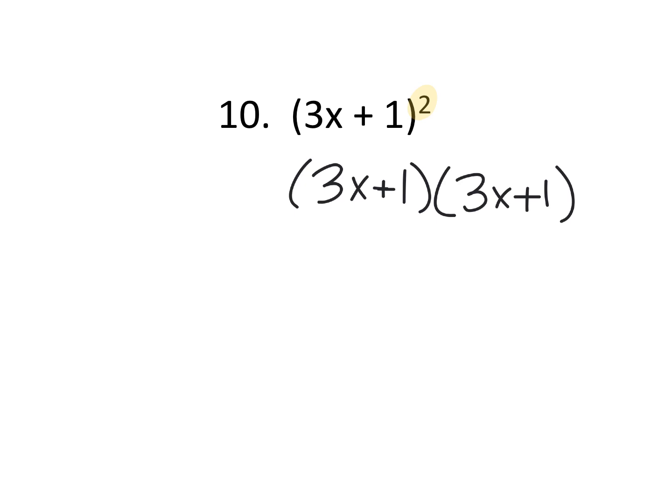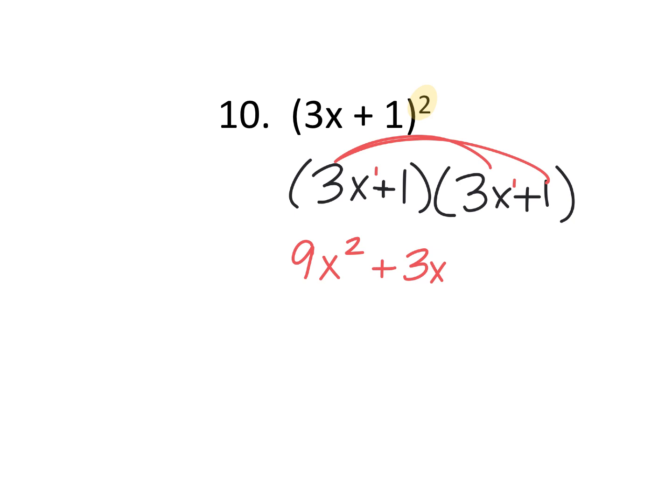So we're going to FOIL or double distribute. You can use the box method if you want. That's not really my thing. On a 2x2, I just do it like this. So 3x times 3x is 9x squared, because remember those both have 1s. 3x times 1 is 3x.